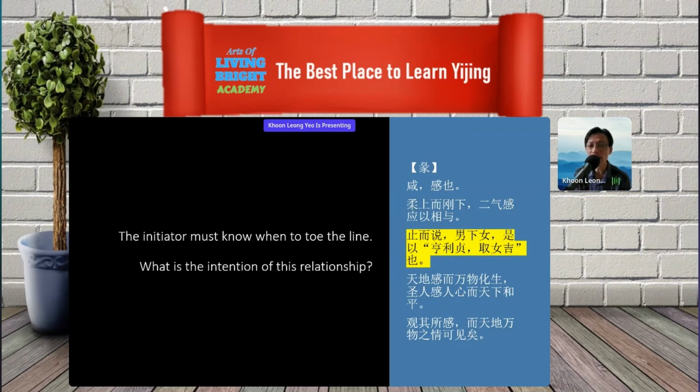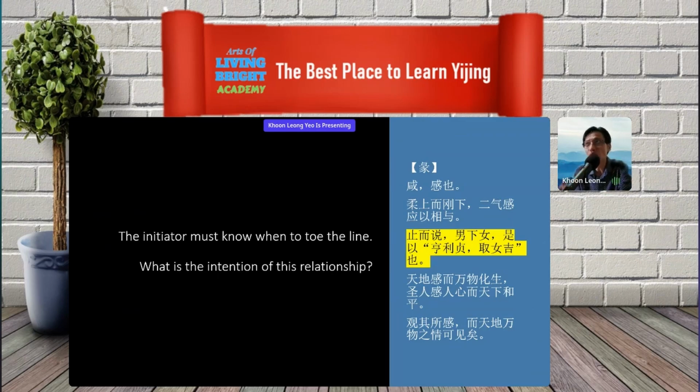Okay, if you are the one initiating, then you must know when to toe the line. Don't go overboard, 过大. That means don't cross the line. There's always a line that you cannot cross while you are initiating to establish that relationship. Don't say first day and bring home already. No, that can't be, right? Not the norm.